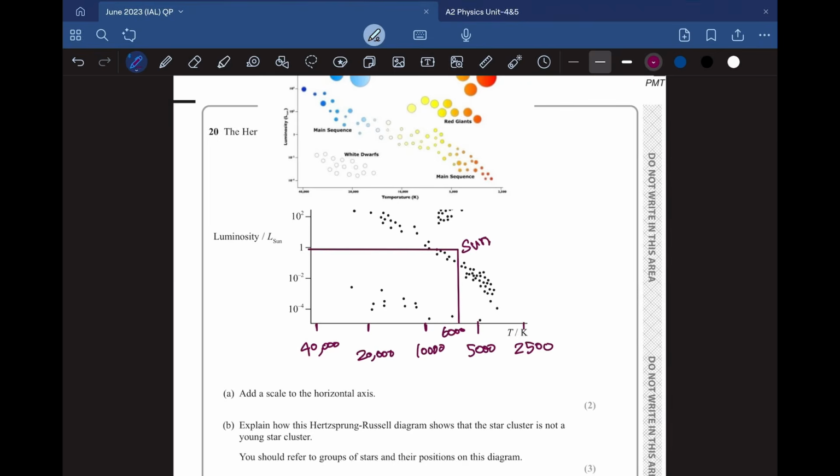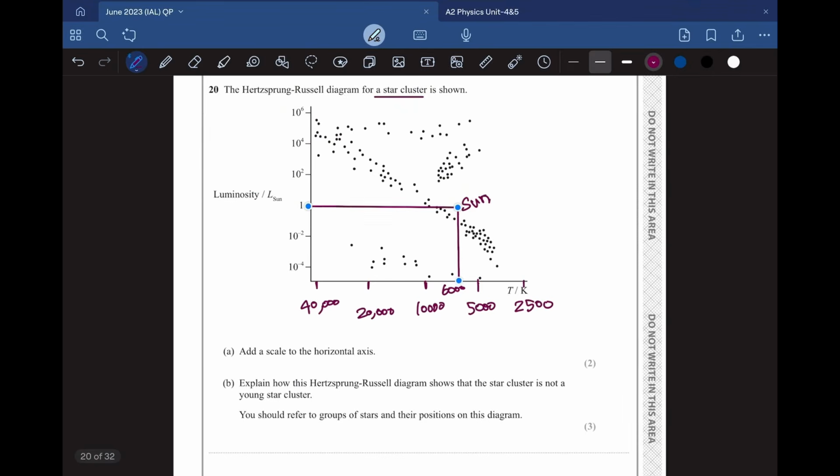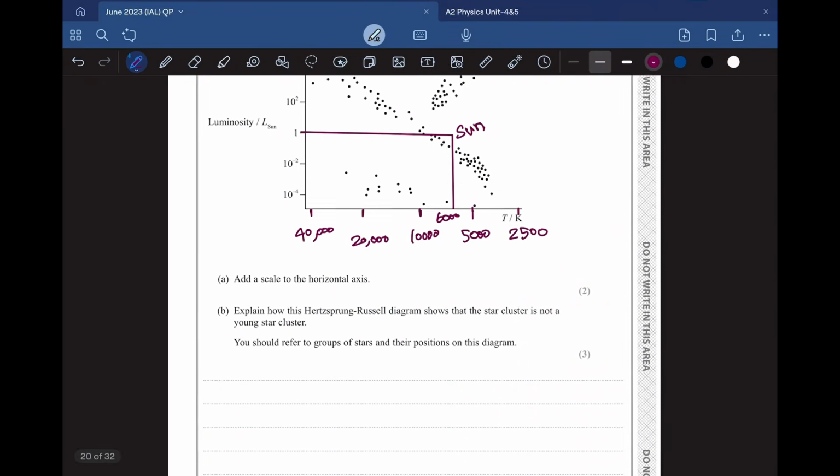This is for the sun. This is how you will have to draw this one. Hopefully you guys have understood this part. Now let's move on to the part B. Actually we'll have to draw it like this. Yeah, perfect. Now let's move on to the 20B.